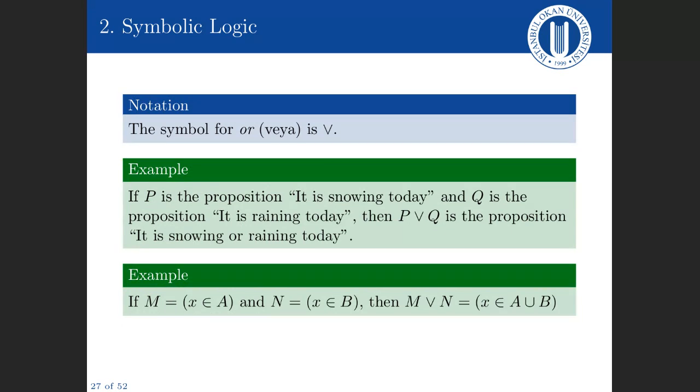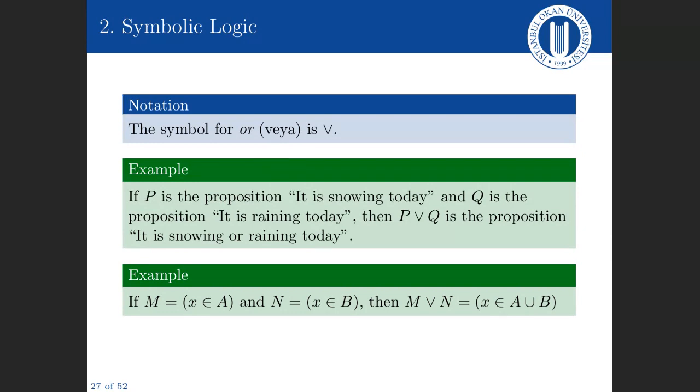The symbol for or is this type of V. So, for example, if P is the proposition "it is snowing today," and Q is the proposition "it is raining today," then P or Q is the proposition "it is snowing or raining today."